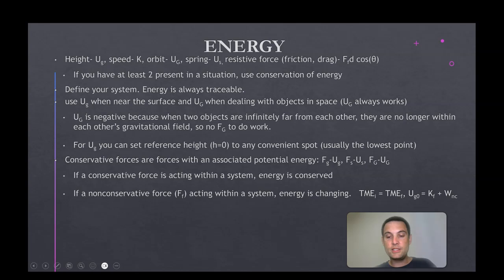So we start off with our statement of conservation of energy. Here I did TME_i equals TME_f. And let's say we have gravitational potential energy in the beginning equals final kinetic energy plus some work done by a non-conservative force. Think about your bar charts. The total amount on the left should equal the total amount on the right.